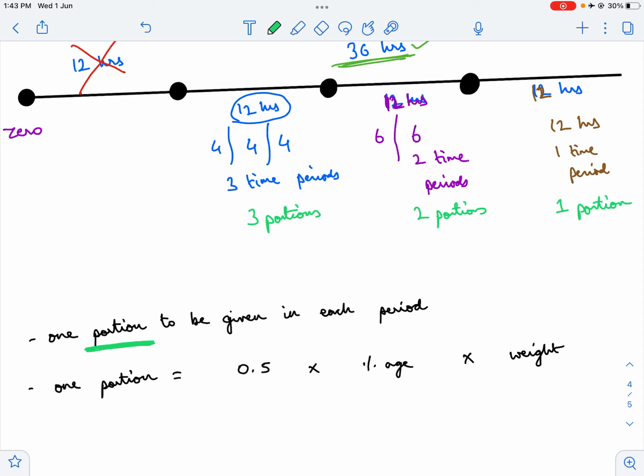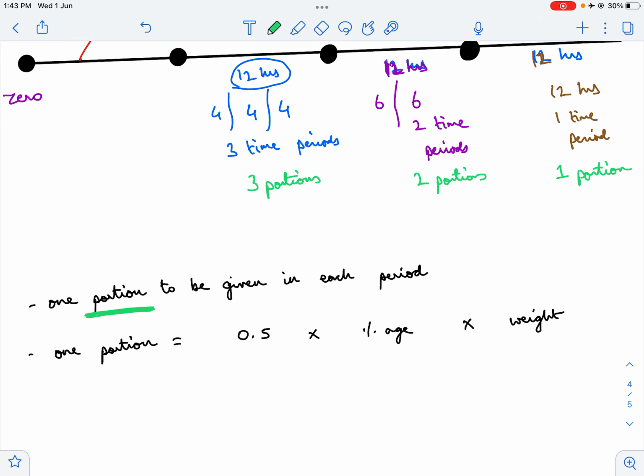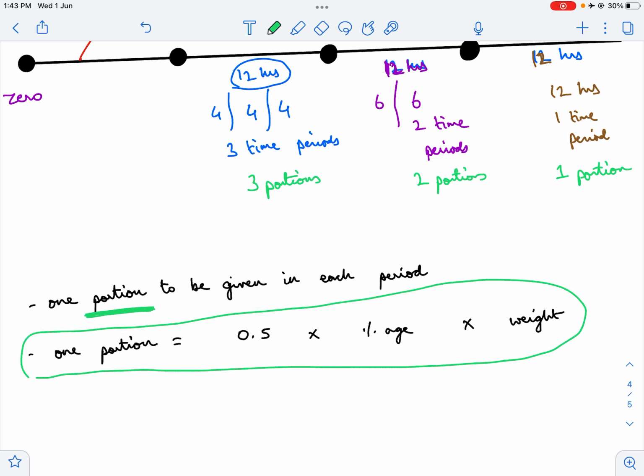Now, what is the amount that is present in one portion? So the formula for that, this is the Muir and Barclay formula. One portion is equal to 0.5 into percentage into weight.